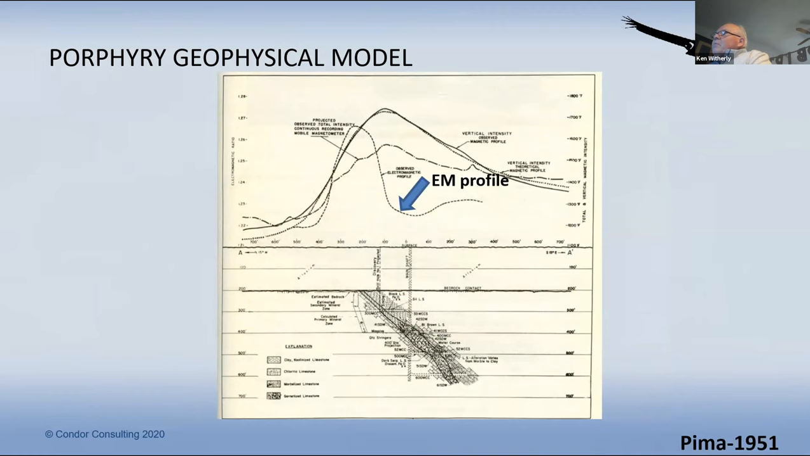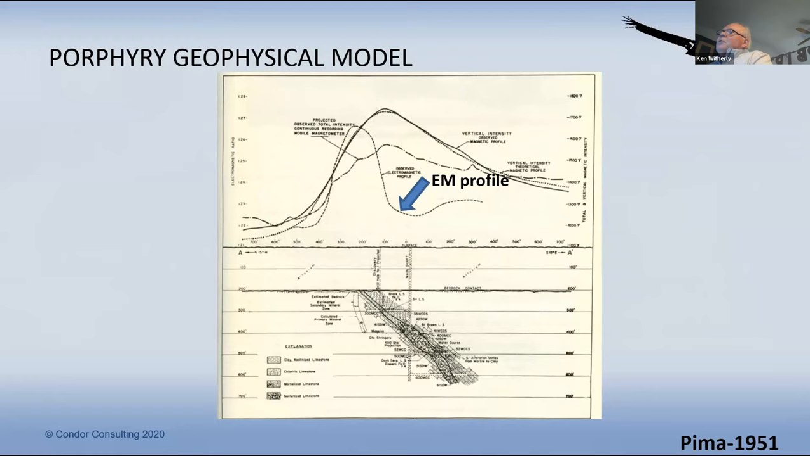EM also came into play early on in porphyry exploration. Here's a profile over the Pima deposit near Tucson, taken in 1951. And geophysics is actually attributed with directly assisting in the finding of this deposit, and was a fairly significant breakthrough at the time, because geophysics was really all quite new. And so the fact that it actually found something undercover impressed a lot of people.